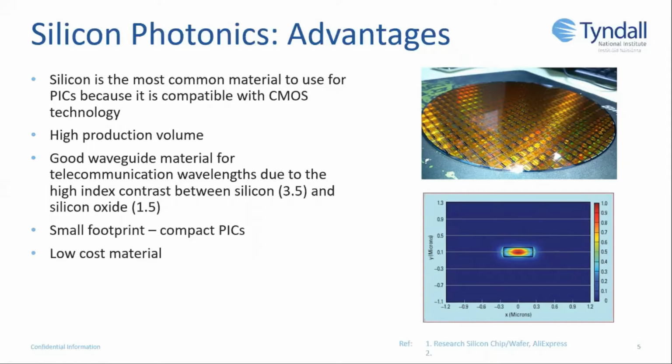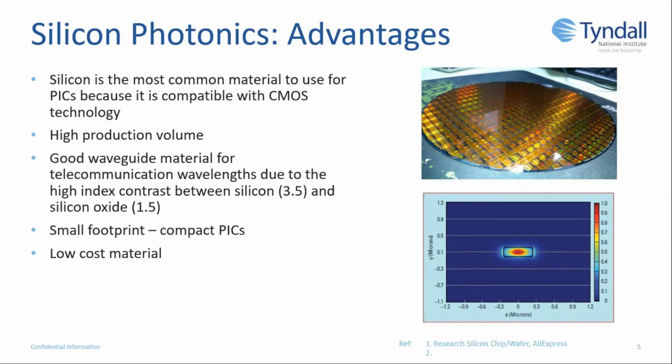So silicon also has really small dimensions. For example, if you want to design a silicon waveguide that only supports the fundamental mode, the height of it would be about 220 nanometers, and it would be about 400 or 500 nanometers wide. So you'll have very compact silicon devices. Because of the small footprint and the CMOS compatibility, silicon is a low-cost material, and it's also highly abundant. It is, in fact, the second most abundant material on the Earth after oxygen.